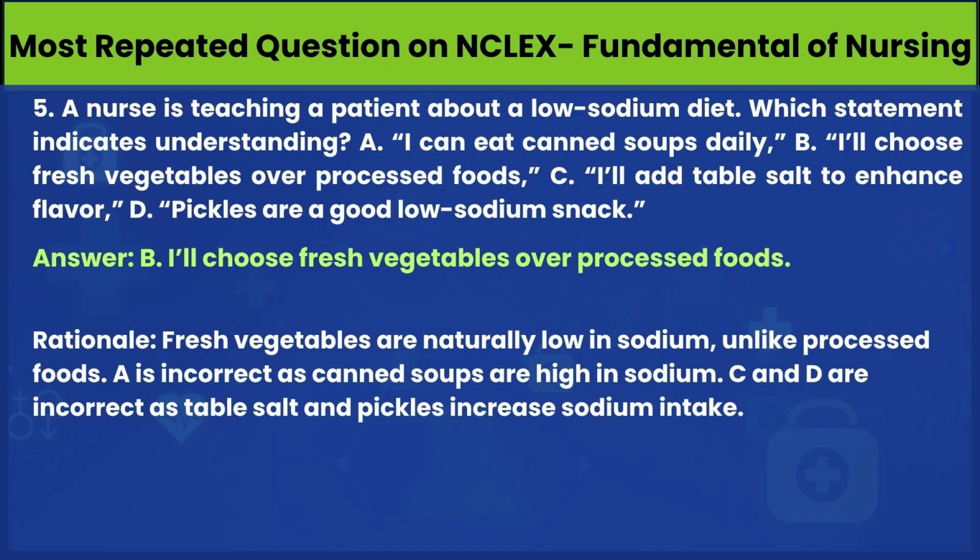Answer: B. I'll choose fresh vegetables over processed foods. Rationale: fresh vegetables are naturally low in sodium, unlike processed foods. A is incorrect as canned soups are high in sodium. C and D are incorrect as table salt and pickles increase sodium intake.